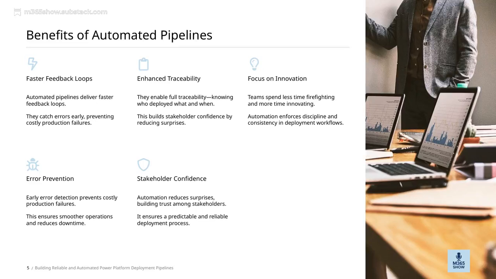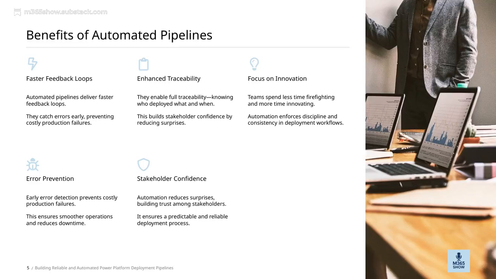This early error detection is crucial because it prevents issues from reaching production, keeping operations smooth and downtime minimal. Another key benefit is that teams can spend less time firefighting and more time innovating. Automation enforces discipline and standardization in workflows, freeing up valuable resources for creative solutions. Plus, automated pipelines provide full traceability, so you always know who deployed what and when.